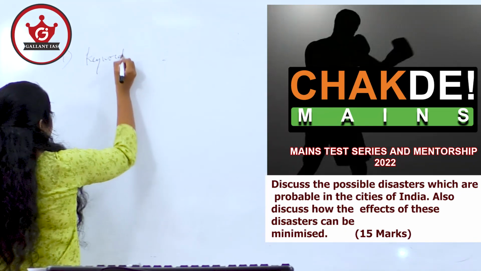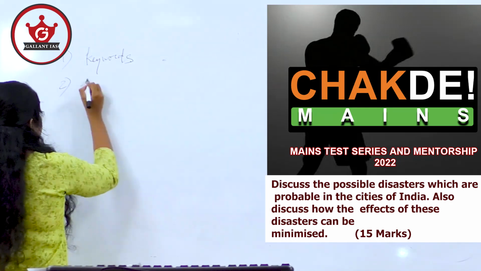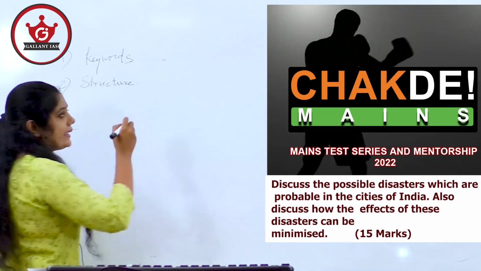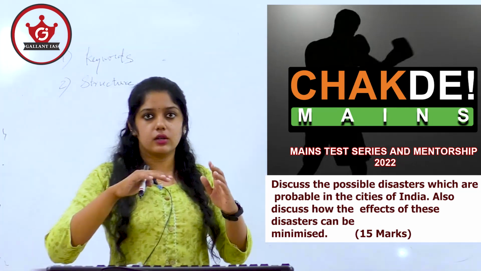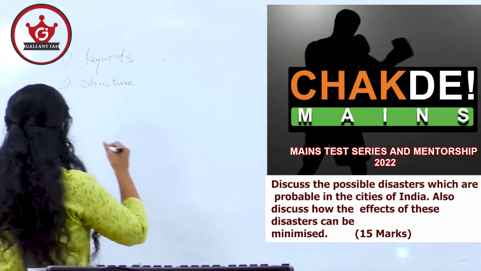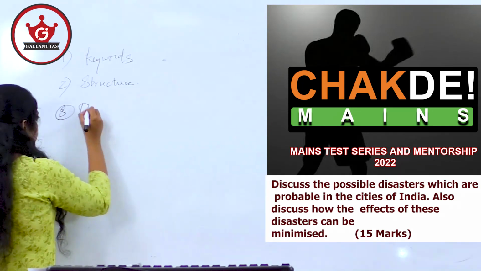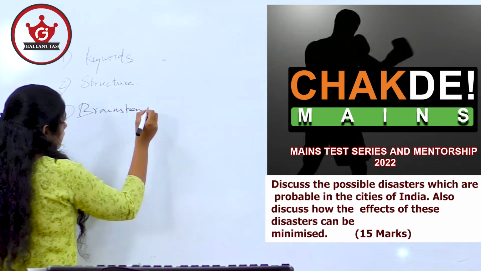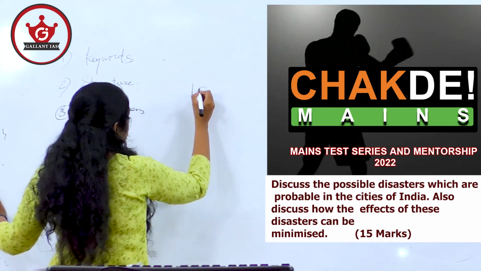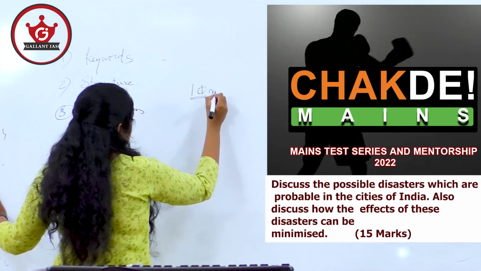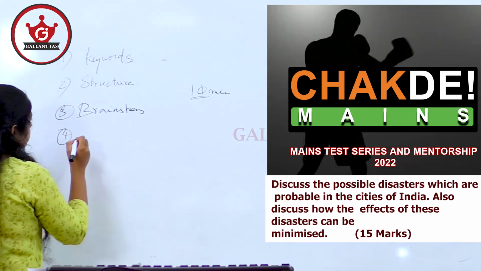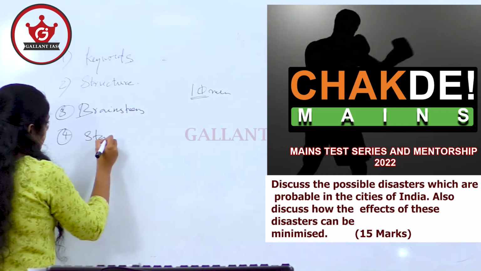Second aspect, think about the structure. The structure should go in flow with the answer. Then brainstorm it. All this has to be done within the span of, this is a 15 marker question, so you have to do it in a span of 11 minutes. And brainstorm it. Finally, start writing.